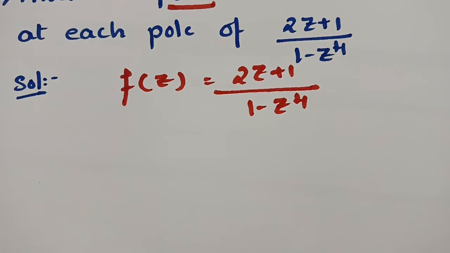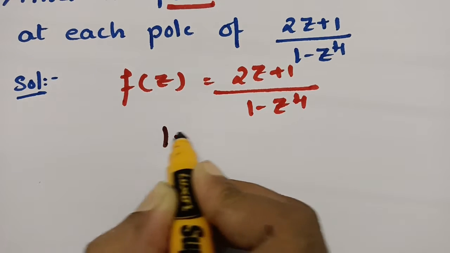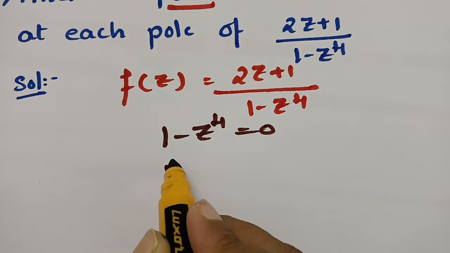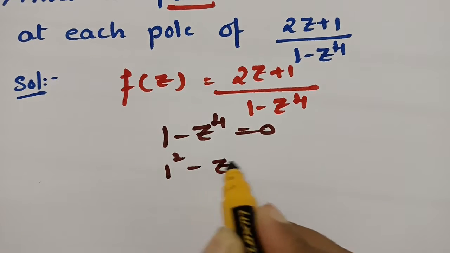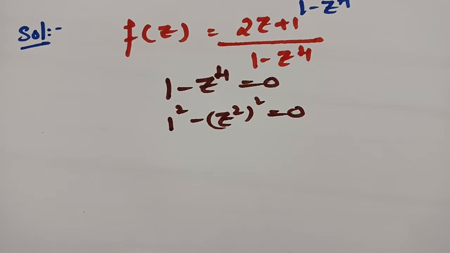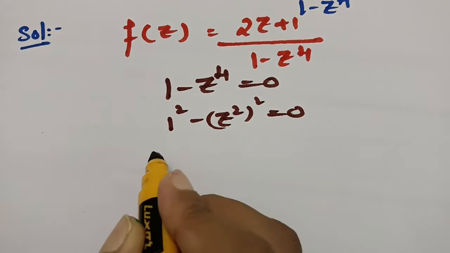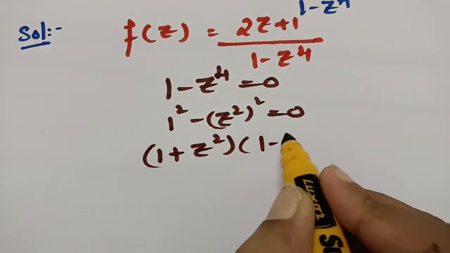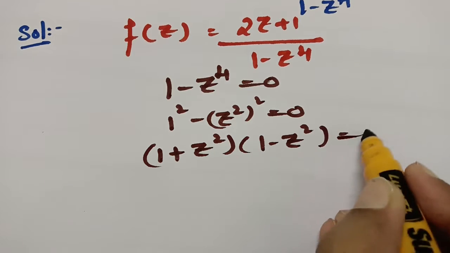In order to find the poles, what we have to do? We have to equate the denominator to 0. So what is our denominator? That is 1 - z^4 = 0. So this can be written as (1^2 - (z^2)^2) = 0. Now this is of the form a^2 - b^2, so this can be written as (a + b)(a - b) = 0.